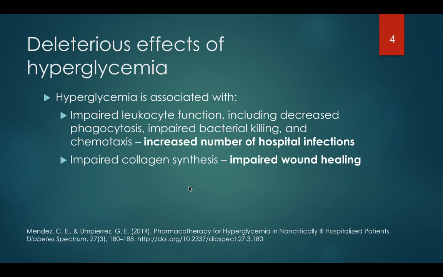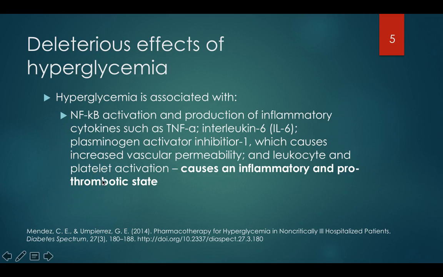Okay, and why is that? We know that hyperglycemia increases the number of hospital infections by impairing leukocyte function. It impairs wound healing by impairing collagen synthesis. And it also places the patient in a prothrombotic or inflammatory state.